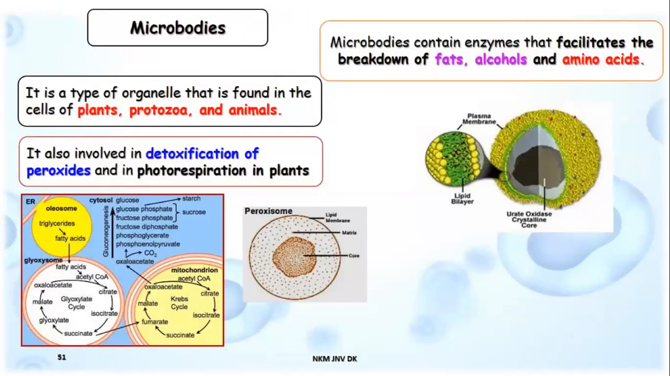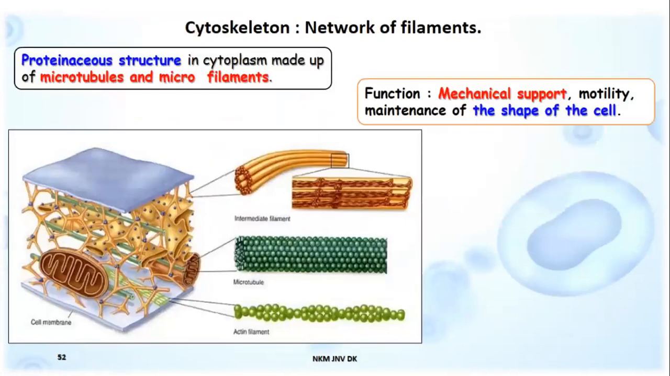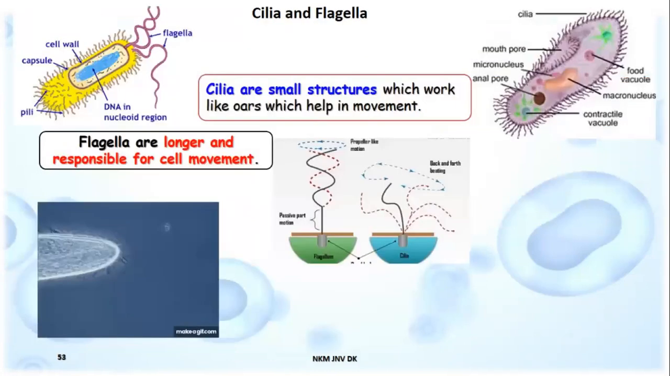Microbody is a type of organelle found in the cells of plants, protozoa, and animals. It is also involved in the detoxification of peroxides and in photorespiration in plants. Microbodies contain enzymes that facilitate the breakdown of fats, alcohols, and amino acids. The cytoskeleton is a network of structures which provide support to the cell, made of proteinaceous molecules called microtubules and microfilaments. Mechanical support, motility, and maintenance of the shape of the cell are their functions.